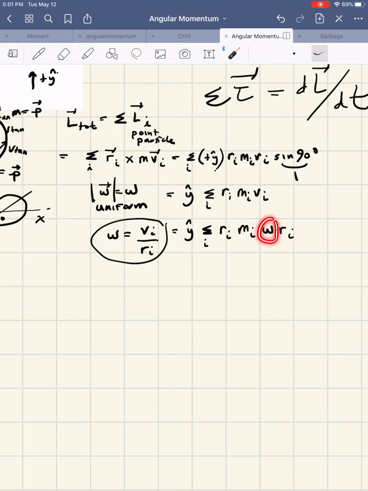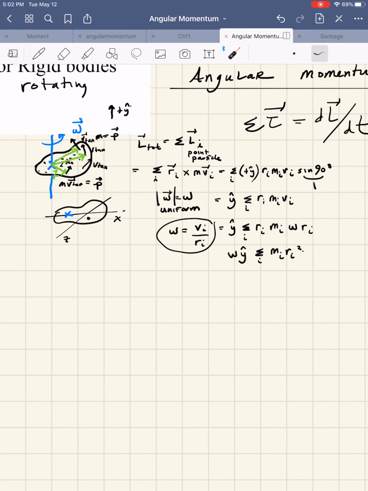Omega does not get a little sub i because it's uniform and a constant. I'm going to go ahead and pull it out of the sum. And what I'm left with, you can see, is actually the omega vector. So omega points in the positive y hat direction along the axis of rotation. And you can see that this is just the omega vector.